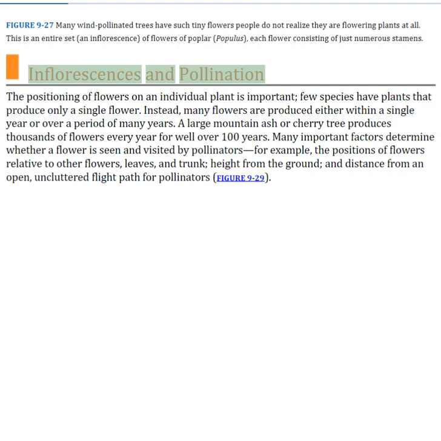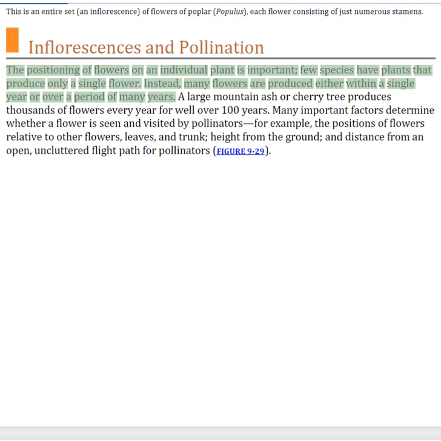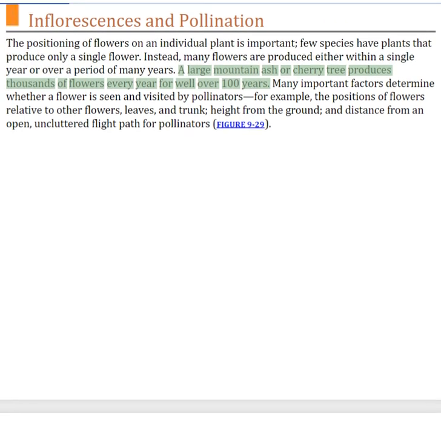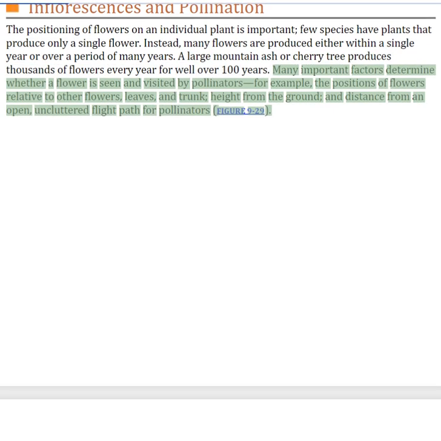Inflorescences and pollination. The positioning of flowers on an individual plant is important. Few species have plants that produce only a single flower. Instead, many flowers are produced either within a single year or over a period of many years. A large mountain ash or cherry tree produces thousands of flowers every year for well over 100 years. Many important factors determine whether a flower is seen and visited by pollinators, for example, the positions of flowers relative to other flowers, leaves, and trunk, height from the ground, and distance from an open, uncluttered flight path for pollinators.